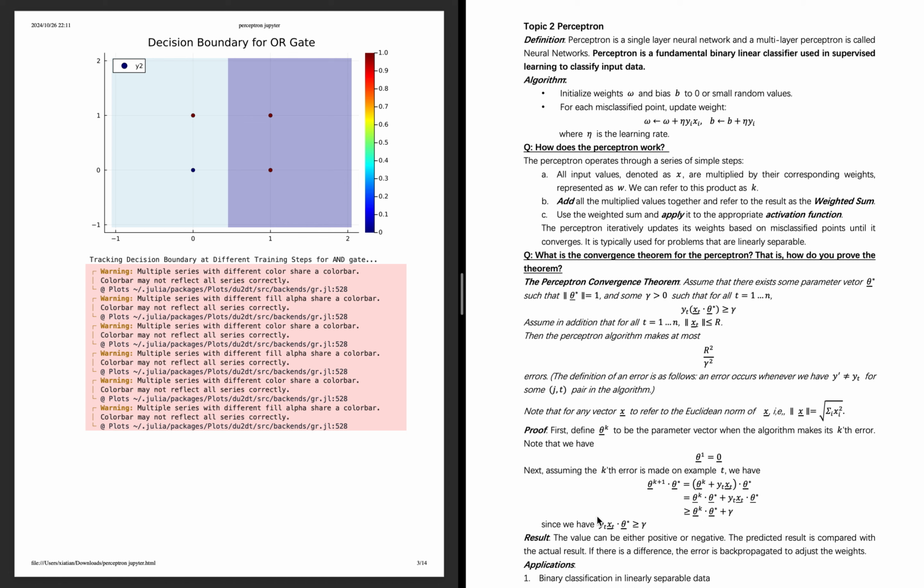Let's start with the OR gate dataset. Here, the perceptron tries to learn the relationship between inputs and outputs. We have two input features, and the output is 1 if at least one of the inputs is 1, otherwise it's 0. We initialize the perceptron with 0 weights and a bias of 0. During each iteration, the perceptron updates its weights if it makes an incorrect prediction.